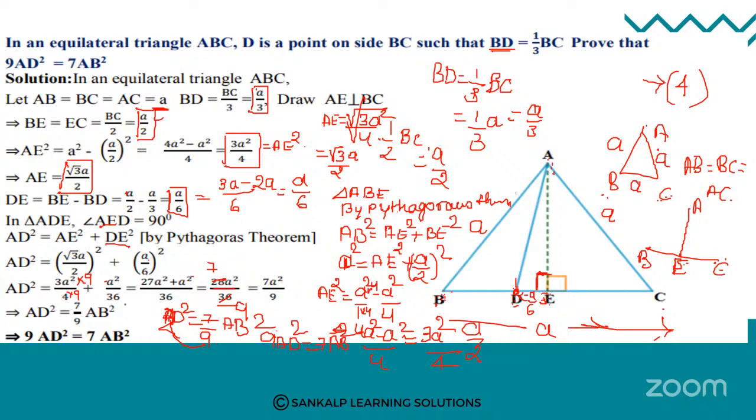So, if you do the calculation, you will get AD square is equal to 7 divided by 9 AB square. Why AB square? So, 7A square divided by 9, we will get A value is AB.